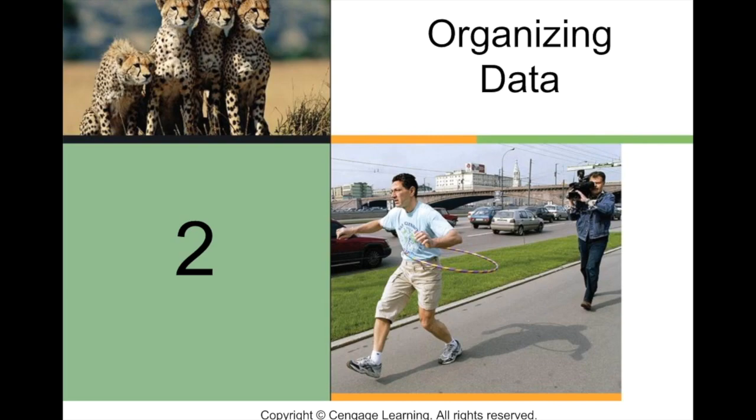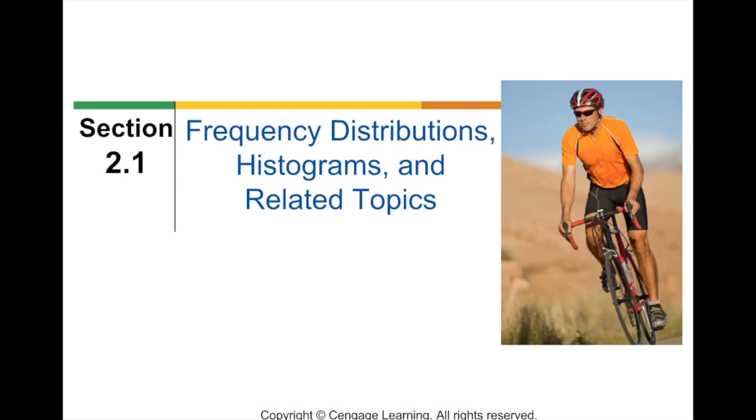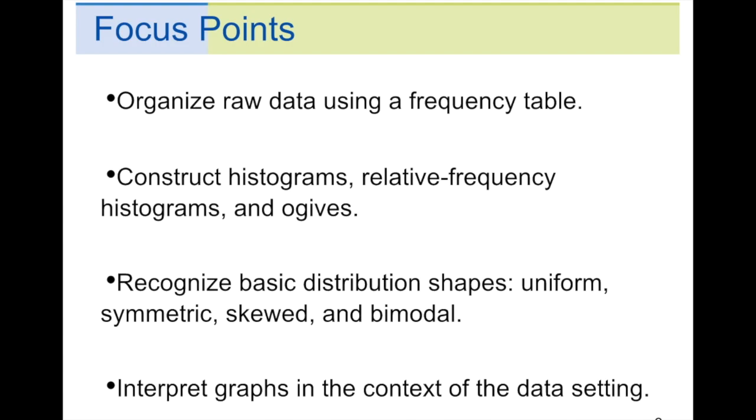Chapter 2, Organizing Data. Section 2.1, Frequency Distributions, Histograms, and Related Topics. Alright, so here are the focus points for the lesson. First, you're going to organize raw data using a frequency table. You're going to construct histograms, relative frequency histograms, and ogives. You're going to recognize basic distribution shapes: uniform, symmetric, skewed, and bimodal, and interpret graphs in the context of the data setting.